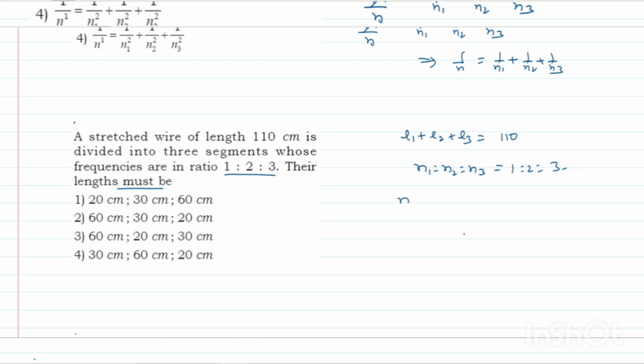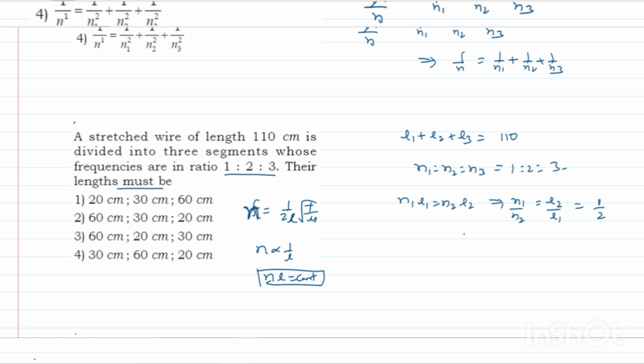If you are taking frequency, the relation F equals 1 by 2L into root over T by mu, so N equals 1 by 2L into root over T by mu. N is inversely proportional to L. That is nothing but N into L you can make as constant. So here N1 L1 you can take as N2 L2. When you are simplifying these two values, N1 by N2 you can take as L2 by L1, which is nothing but the 1:2 ratio.